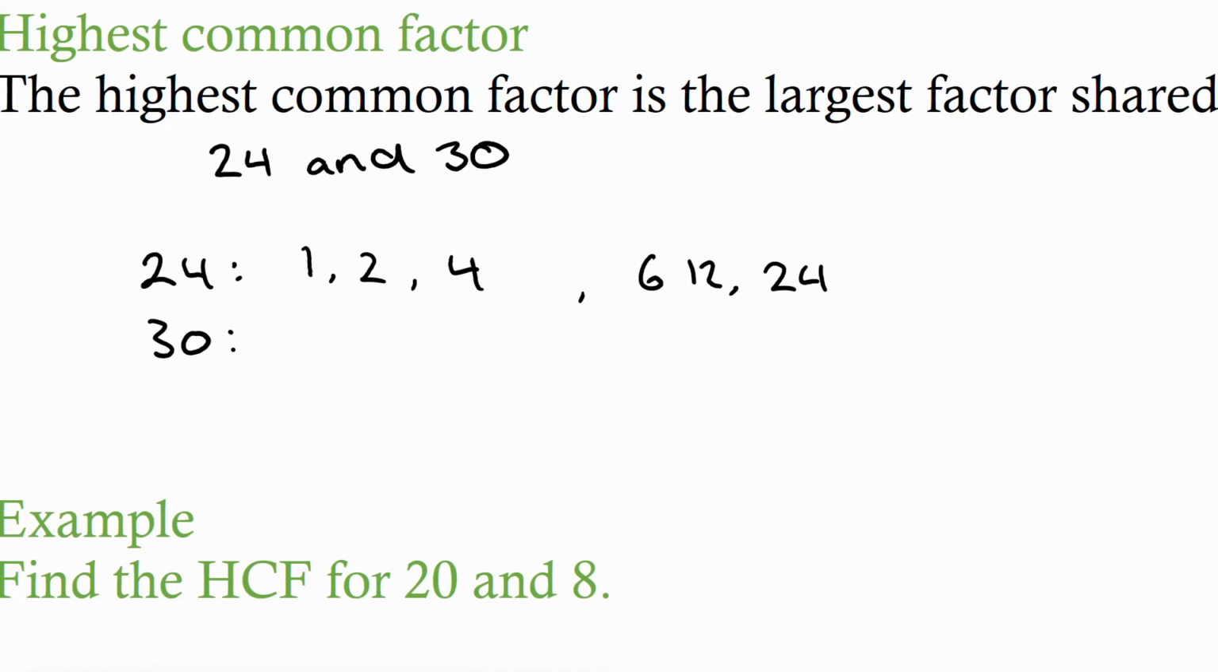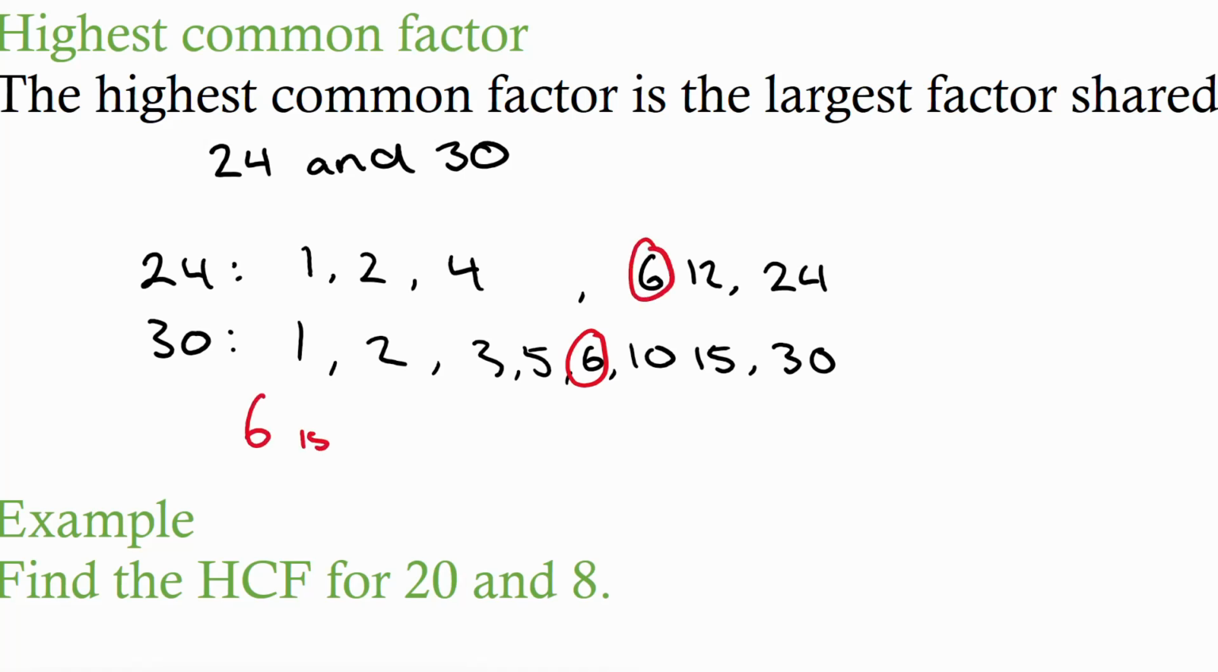Those are the factors of 24. Then I do the same for 30: 1 and 30, 2 and 15, 3 and 10, and 5 and 6. I'm then looking for the biggest number shared between these. So 6 is my highest common factor.